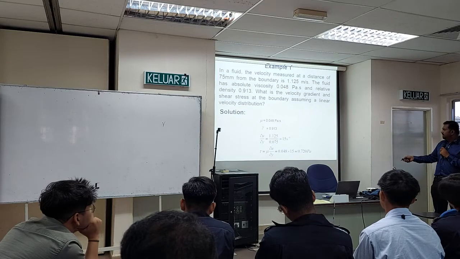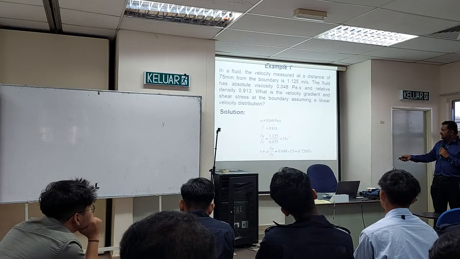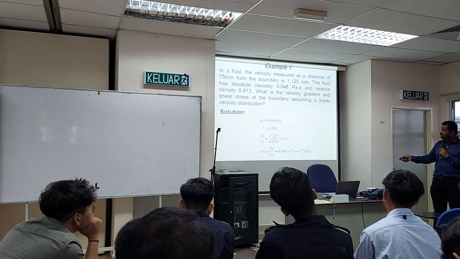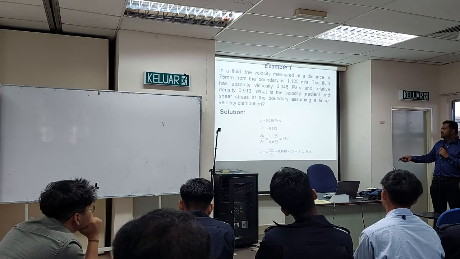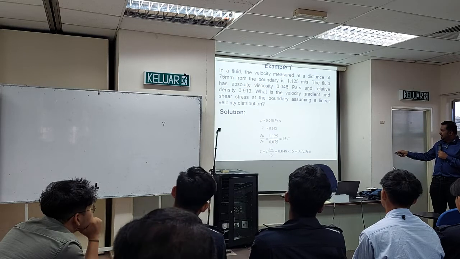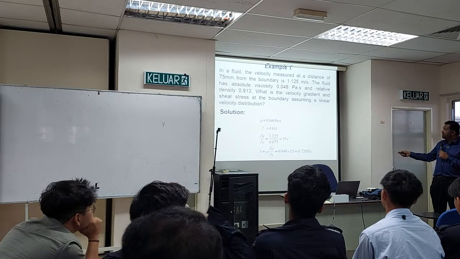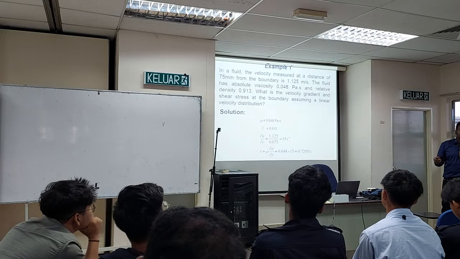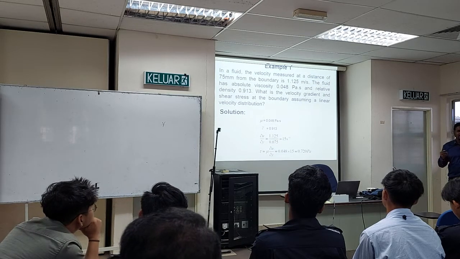Okay, velocity is here. So u, or this is the change in velocity. It is 1.125, so write here u equals 1.125 meter per second. Make sure you convert it to SI unit.